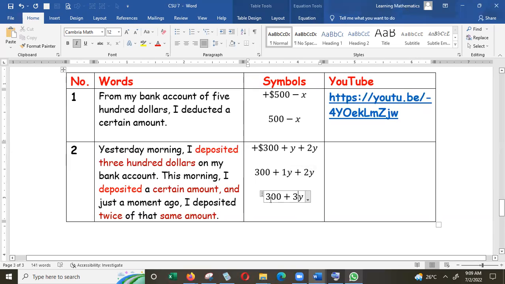Okay. I started with $300. I deposited $300 first instant, and then I deposited 3 times a certain amount. Once of that amount, and another time 2 times of that amount. Translation of words to symbols.